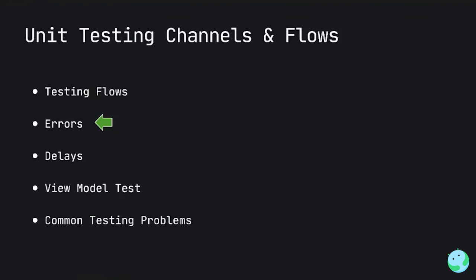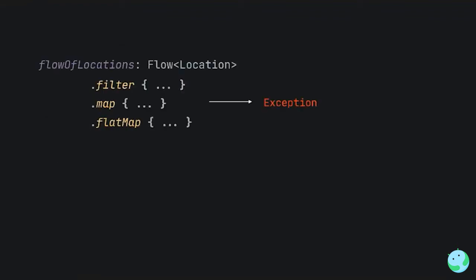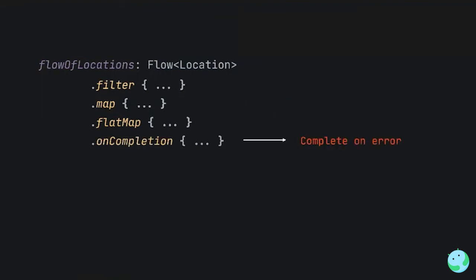I want to show you now how you deal with errors. How do you test errors? So suppose that there's a possibility that when you apply one of these operators, an exception could happen. And what happens when that occurs? What happens when an exception happens upstream is that the flow will complete.